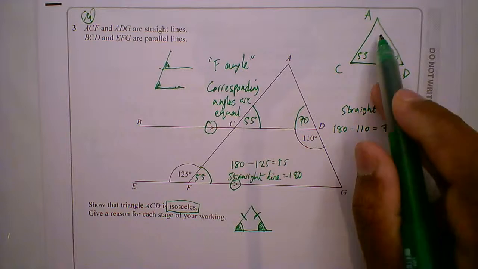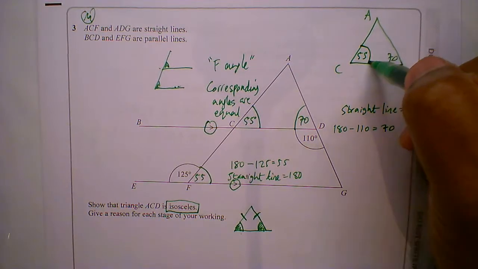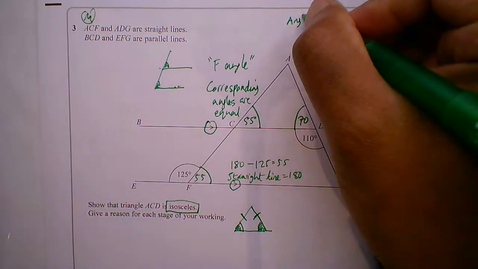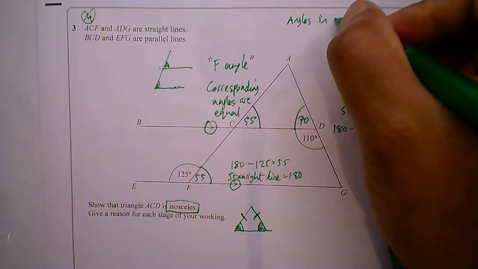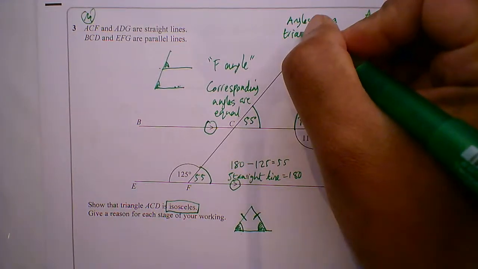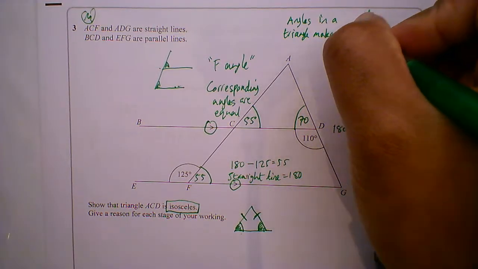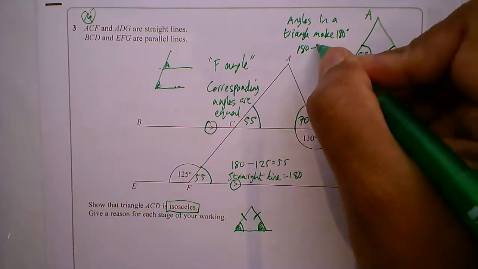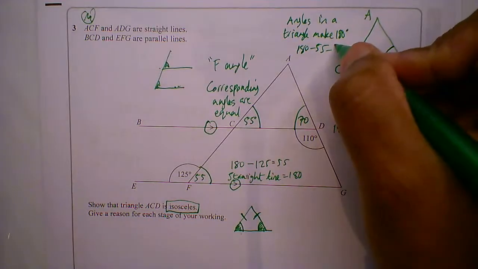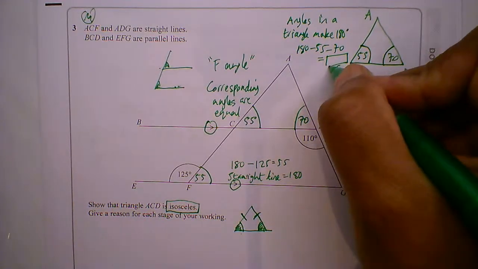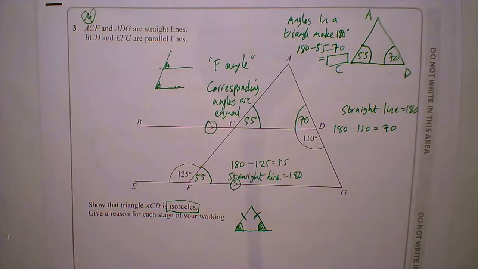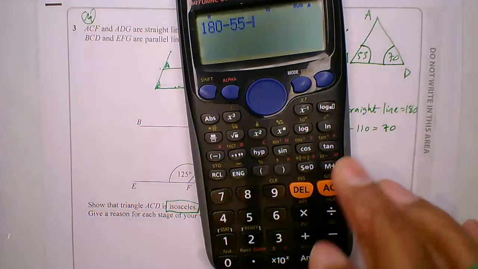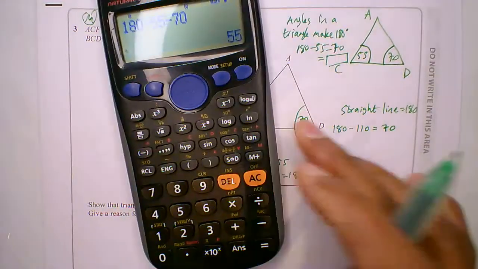So now I've got my missing angle left. What's my missing angle? Angles in a triangle make 180 degrees. So I can do 180 minus 55 minus 70, and again I can use my calculator for this. 180 minus 55 minus 70 gives me 55 degrees.